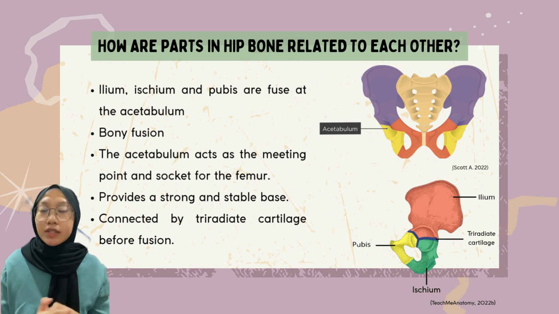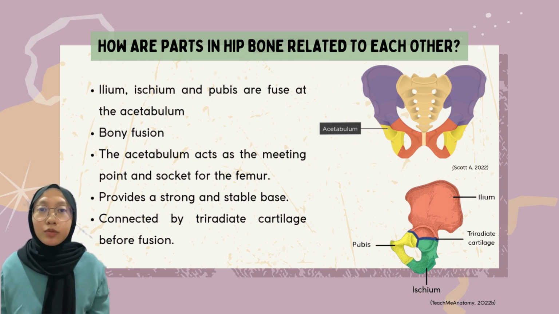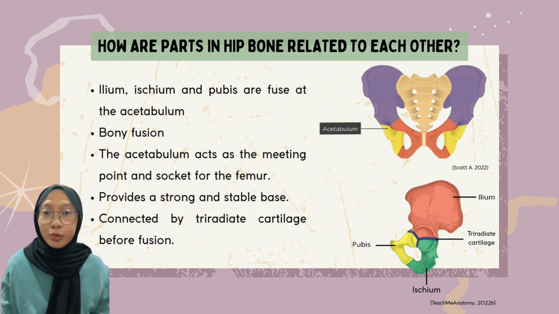This fusion usually finishes sometime between the ages of 16 and 23. Once it is fully fused, the bones form a single solid structure which is known as the hip bone.